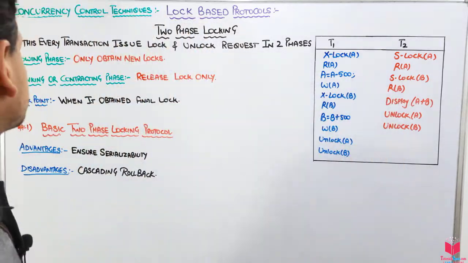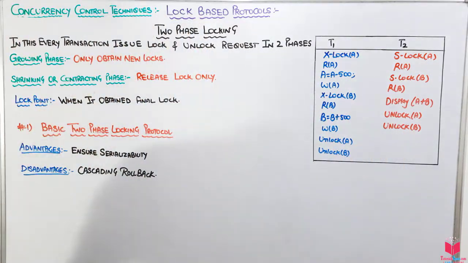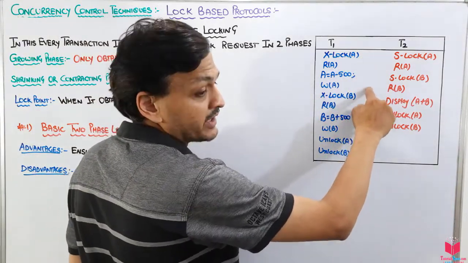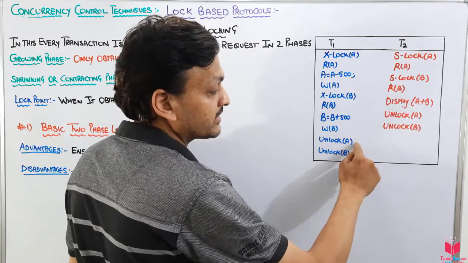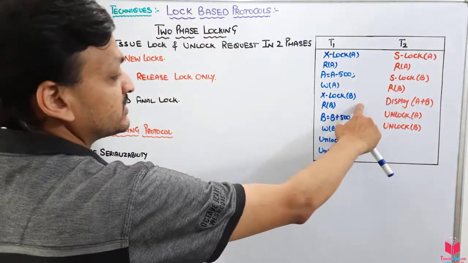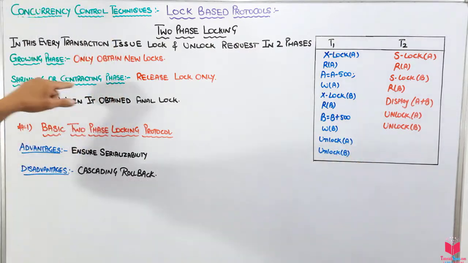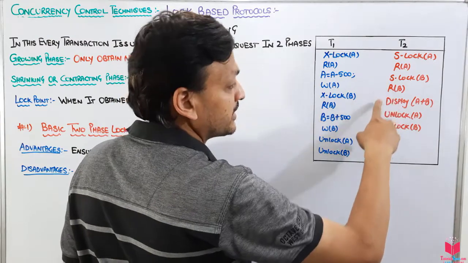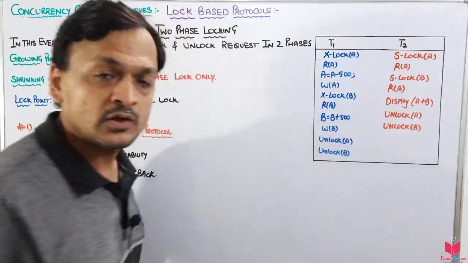Suppose, is it following two-phase locking? Yes, because it is only obtaining locks here, and in the end it will release all the locks. So it is in the growing phase up to this point, and in this part it is in the shrinking or contracting phase. The same here: it is only obtaining locks here and here, and in the end it will release all the locks.